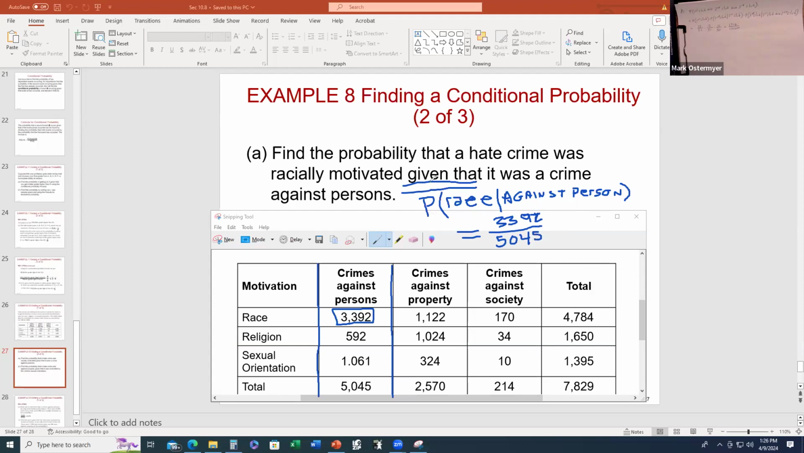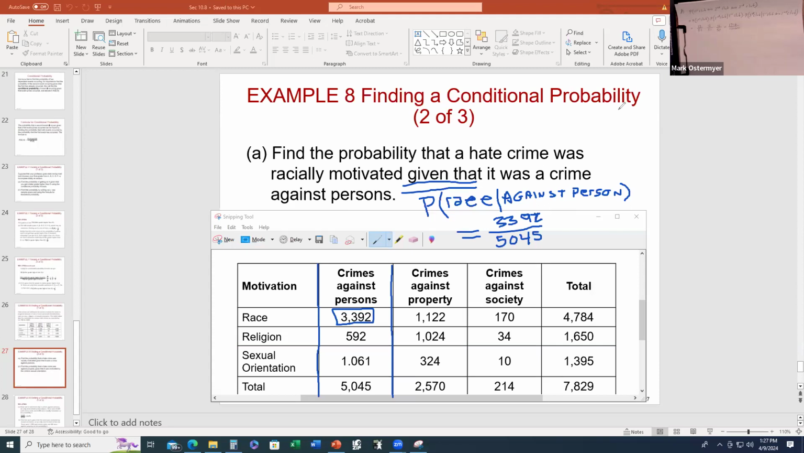So be careful when it says given that when they give you a table, a frequency table, given that means you're going to be locked into a column or a row. And so you do not divide by the grand total. You divide only by the total of the row or column you're locked into. Okay. All right. Let me give you this question here.